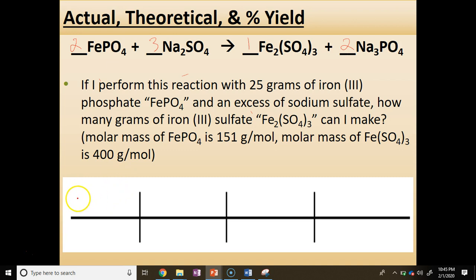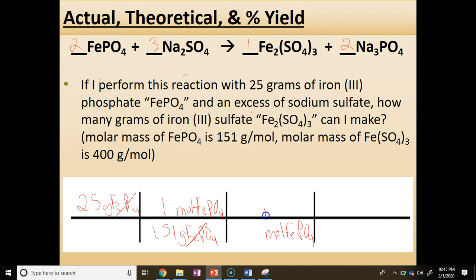We're going to start with our given, which is 25 grams of FePO4. And so I'm going to go ahead and bring that down to the bottom, grams of FePO4. We're going to go back to moles of FePO4. And so for this one, we have given you the molar mass just to save you time. And so we know that the molar mass is 151 grams. Grams is going to cancel out. Moles of FePO4, we're going to bring that down.